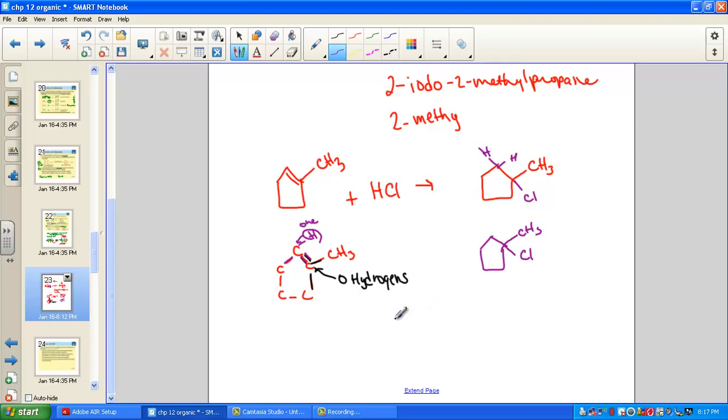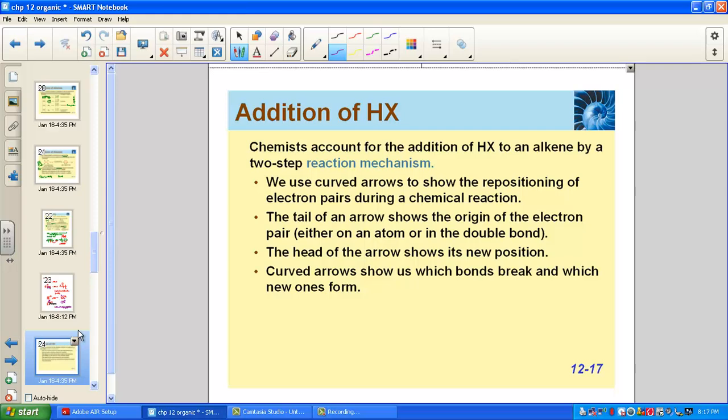Now think about the alphabet when naming that. We get 1-chloro, 1-methyl cyclopentane. Add the hydrogen to the carbon from the double bond that has more hydrogen. The rich get richer.